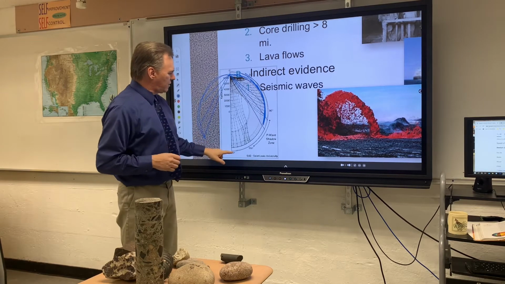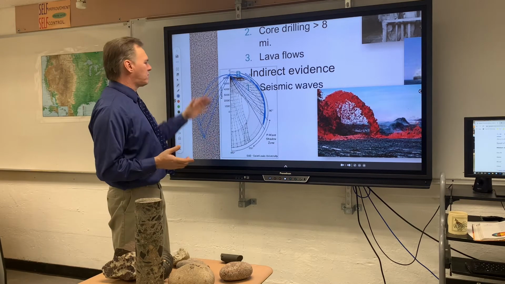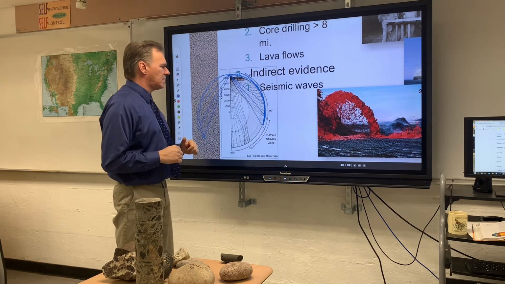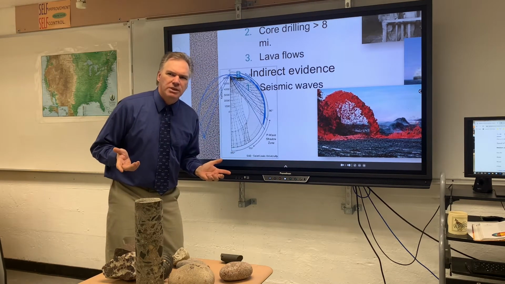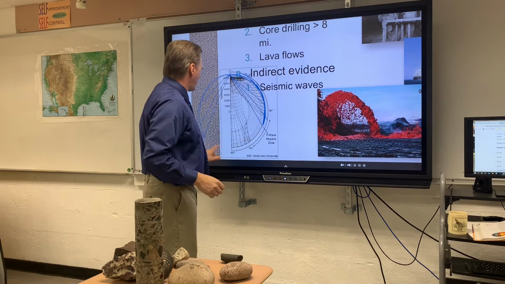But not if you're here, or here. There must be something stopping the primary wave from getting to the other side of the earth. Well, primary waves can't go through a liquid. So there must be a liquid layer inside the earth. This is called the P wave shadow.